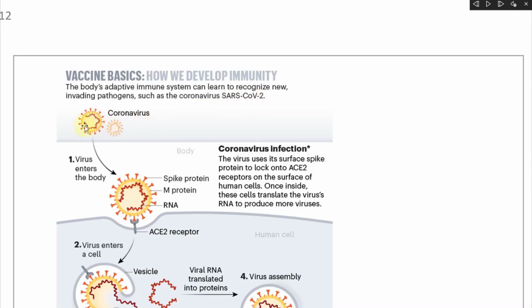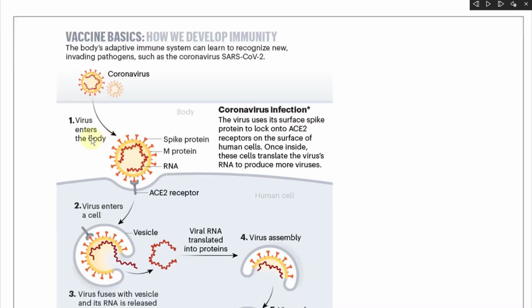Again, remember, it's a bundle of protein. That means it's a bundle of DNA or RNA, in this case RNA, that is enclosed inside protein and some lipids around it. So you have this so-called virus, or this bundle of genetic material, entering the body. Now you have a so-called spike protein on the surface, and this M protein in between them. You have RNA over there, and there's the body. Now it enters the body.